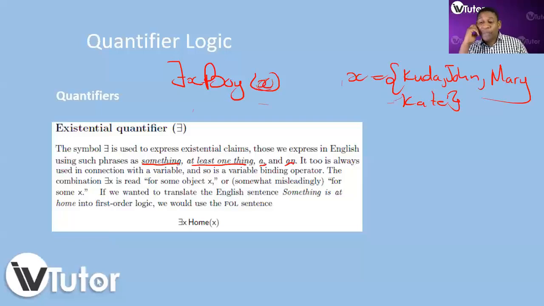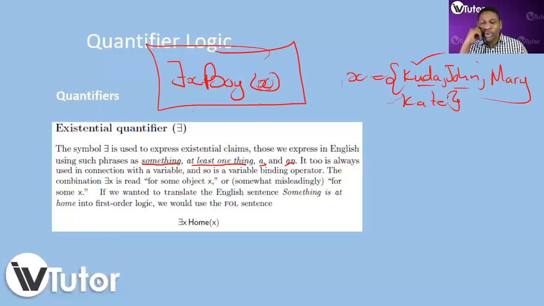So if I look at my domain, I say, yes, Kuda and John, these are boys, so I just need one. Kuda is a boy, therefore this statement is true because there exists a boy in the domain.